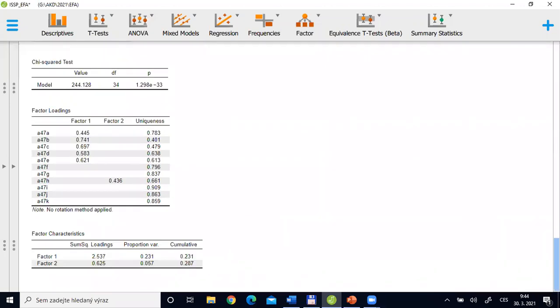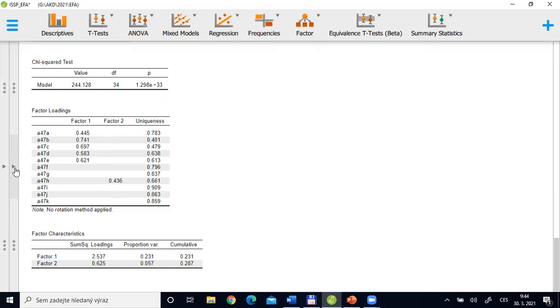You can see that by default, JASP prepared for us two factors. We will discuss rules that can be applied for the decision about the number of factors, but now let's take it as it is. So we have two factors. And you can see here the values of factor weights, here 0.445, 0.741, etc., etc. And you can see also here quite a lot of blank places.